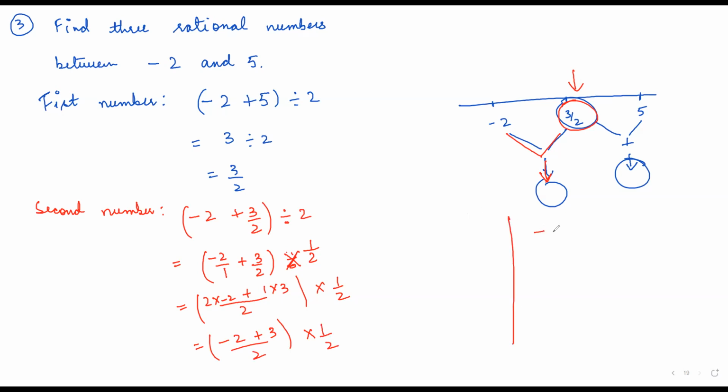Right, Lakshita. Now see here, -2 plus 3 by 2. This I'm adding, right? Yeah. So this -2, can I write it as -2 by 1? No problem.